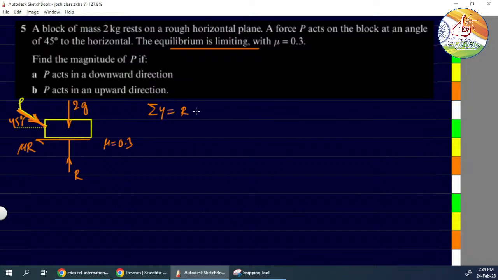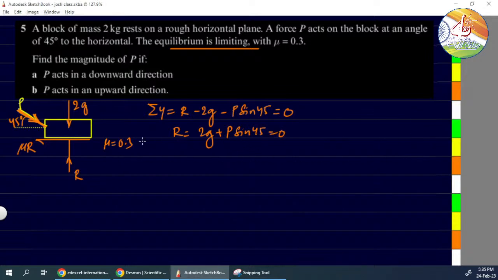R is upwards, minus 2g is downwards, minus P sin 45 is downwards. So R equals 2g plus P sin 45. P is given, so keep it as it is. 2g is downwards, R is upwards, and this is P sin 45, equal to 0.